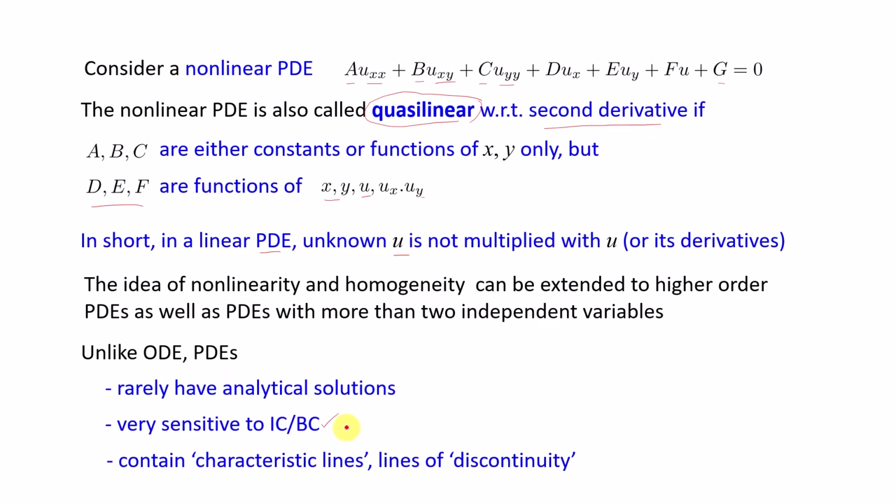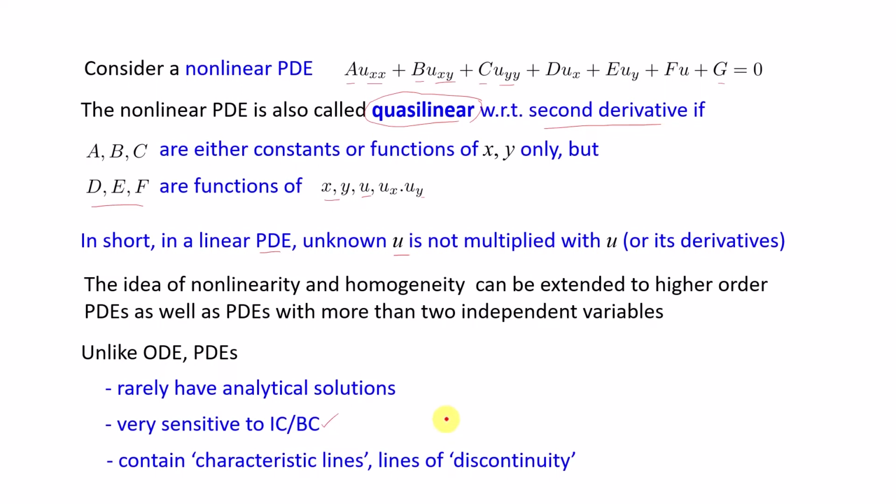But in a PDE, initial and boundary conditions will dictate the nature of the solution. They will also dictate the kind of error that the solution will produce. And they will also dictate if at all there will be a solution or not. So the role of boundary conditions and initial conditions is much more serious as compared to that in an ODE.